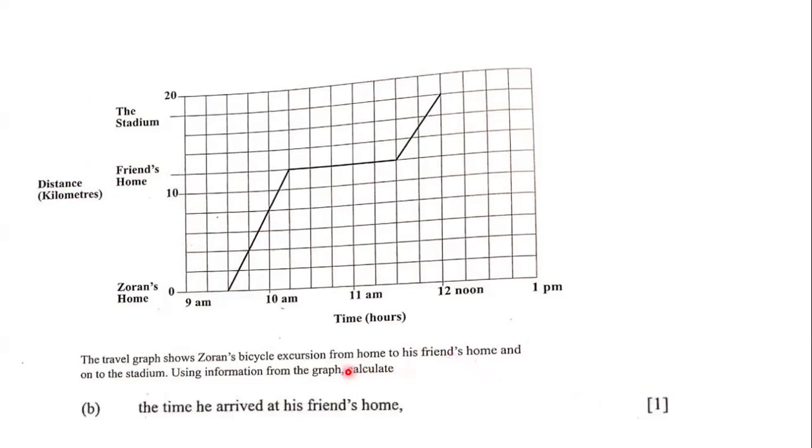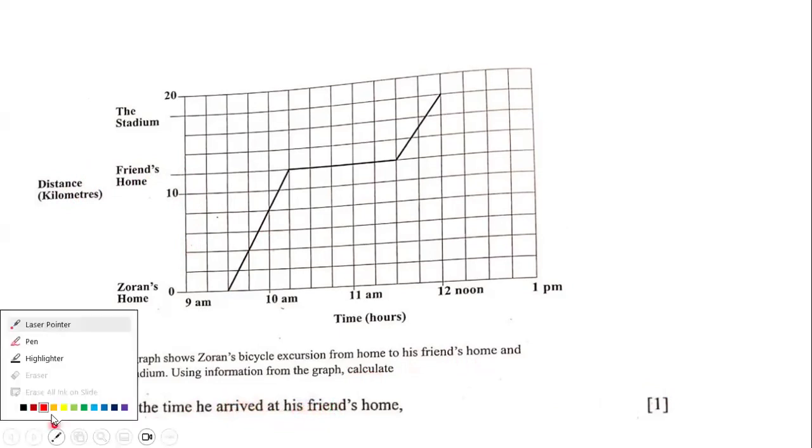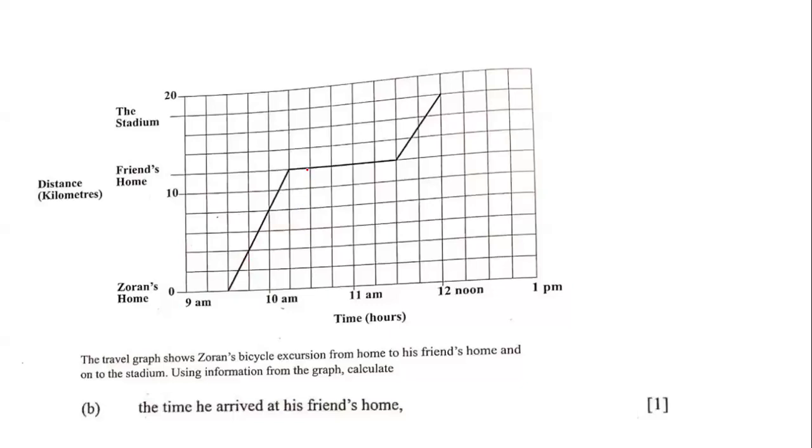Next, we have to calculate the time he arrived at his friend's home. So here, let's indicate on the graph. So here is when he arrived at his friend's home, and so we have to determine that time. So this time is going to be 10:15 a.m.